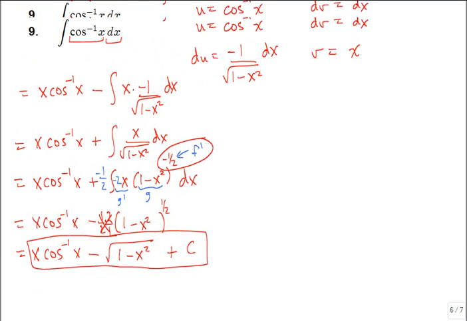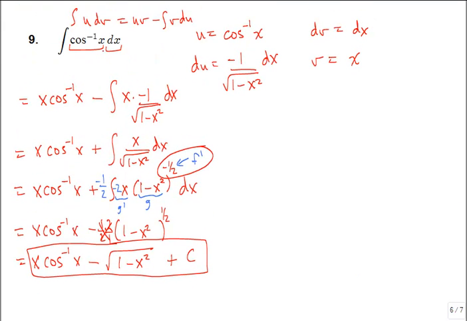So we didn't know how to integrate inverse cosine of x, but by letting it be our u and taking its derivative, we turned it into that algebraic function, which gave us some more stuff to work with so that we could then use pattern recognition to get our answer.